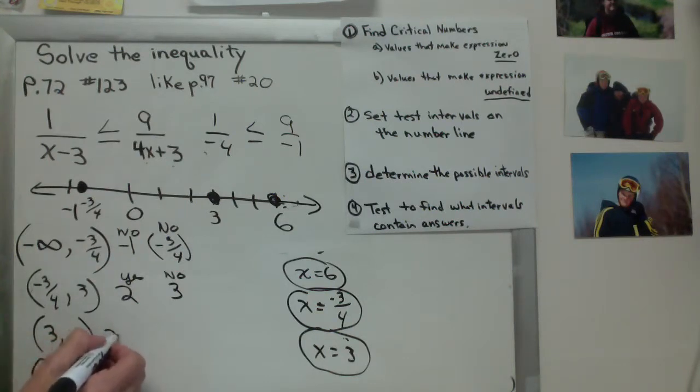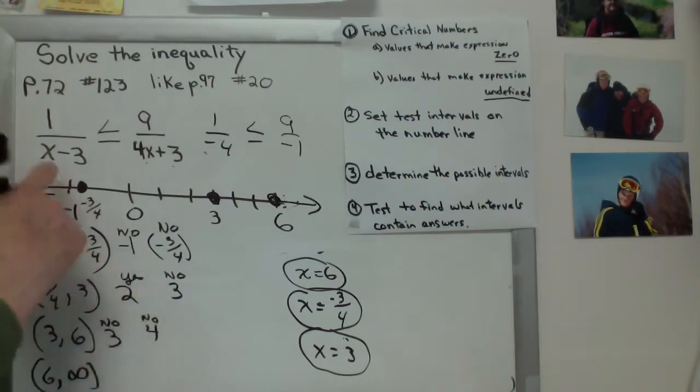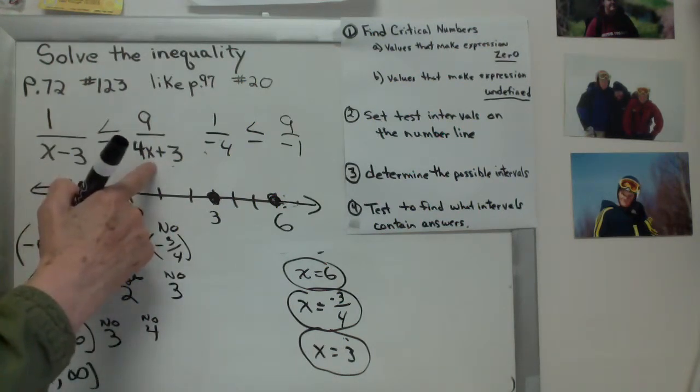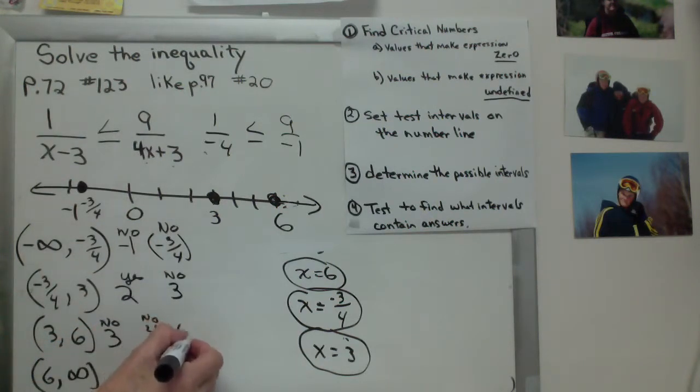Well, I already know that the 3 doesn't work, right? I want to try a number between 3 and 6. So let's try 4. And when I try 4 in there, it doesn't work. I'm testing the 4 in here and seeing if it's true or false. 4 does not work. Then I try the 6, and the 6 works. So let's get a yes there.